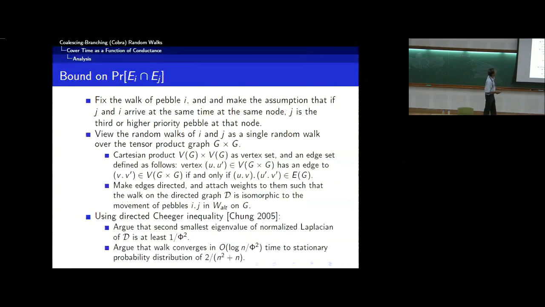So what we do is we look at the walk of pebbles, and then we capture the walk of the pebbles in a product graph, which is a tensor product graph, and we look at the directed version of this graph. Using directed Cheeger's inequality, we are able to connect the stationary distribution and the time taken to converge to the stationary distribution in terms of the smallest eigenvalue of the normalized Laplacian, which in itself is related to the conductance. Okay, so that's the basic process.